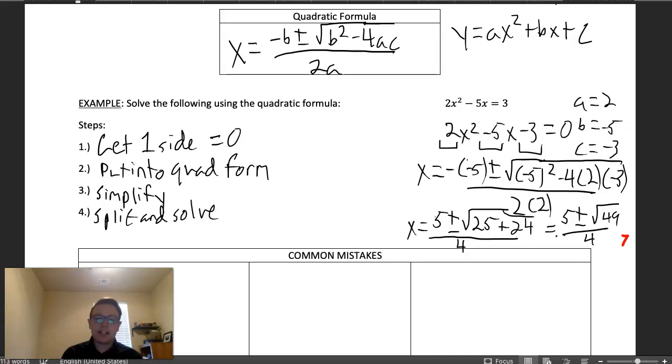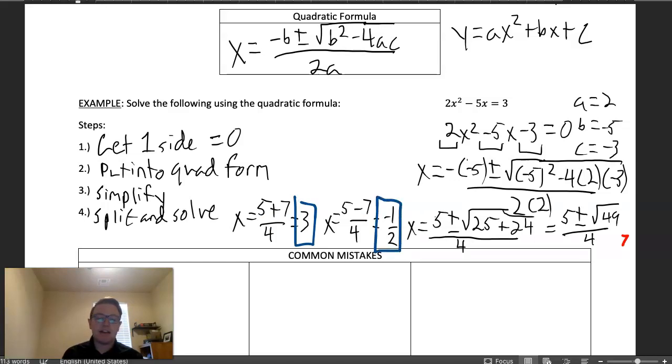Because we have a plus and a minus, we need to split this up and solve it. So our first one is going to be x is equal to 5 plus 7 over 4, or that's going to be, let's see, 12 over 4, or 3. And the other one's going to be x is equal to 5 minus 7 over 4. 5 minus 7 being minus 2. Minus 2 over 4 is going to be 1/2. So this is a little messy, but at the end our answers are x is equal to 3 and x is equal to minus 1/2.